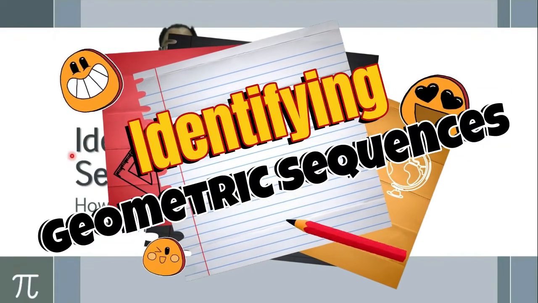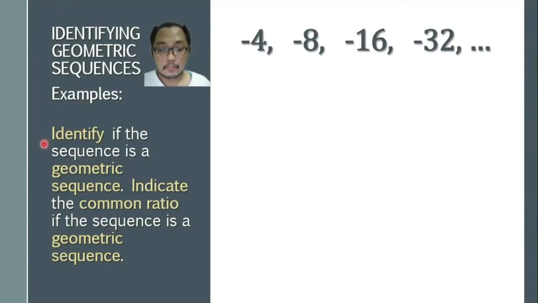Identifying geometric sequences. Identify if the sequence is a geometric sequence and indicate the common ratio if the sequence is a geometric sequence. So you have learned from the definition that in order for a certain sequence to be a geometric sequence, there must be a common ratio. The common ratio is the number being multiplied to the preceding number so that it gives us the next number. But we may also work on this backwards.